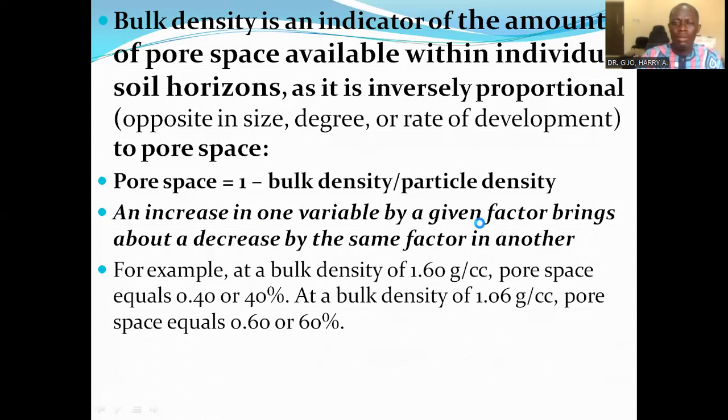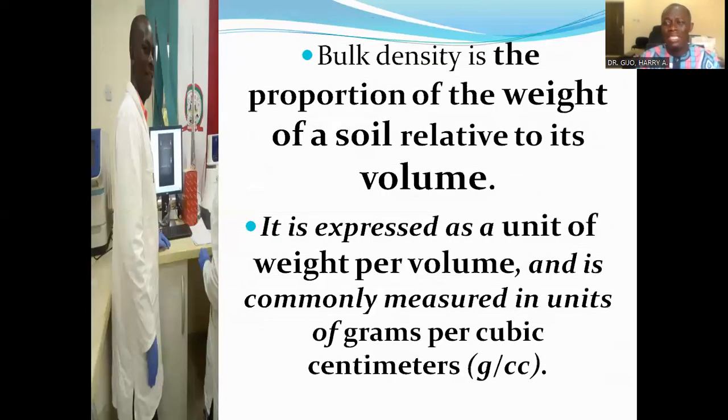An increase in one variable by a given factor brings about a decrease by the same factor in the other variable. So we have looked at the fact that bulk density refers to the proportion of the weight of soil relative to its volume. And it is known that the larger the soil particle, the lower the bulk density, because of the pore spaces between the particles.